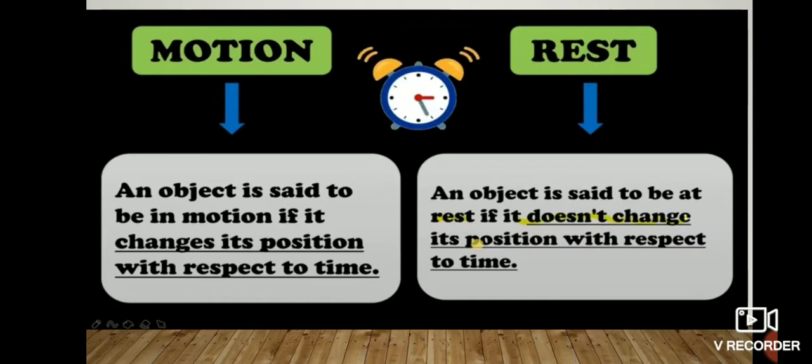An object is said to be in motion if it changes its position with respect to time. So if an object is changing its position with respect to time, we can call it motion. And an object is said to be at rest if it does not change its position with respect to time. That's the difference between motion and rest.